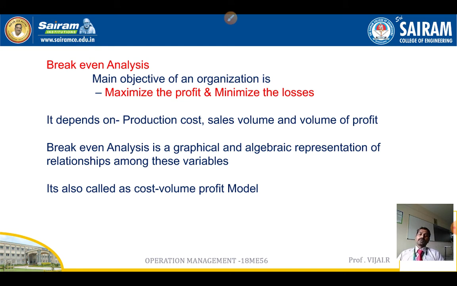It depends upon some variables: the production cost, how much we are selling, how much volume is produced, and what the volume of profits is. All these variables help you draw this graph, and by drawing it we create a cost-volume-profit model, through which we come to know the profit or loss areas.